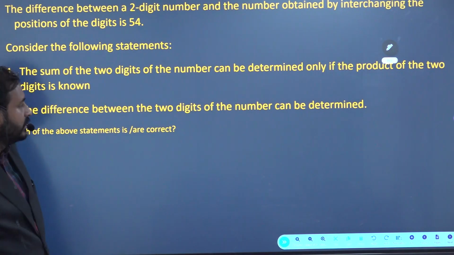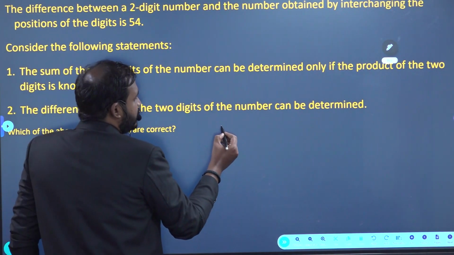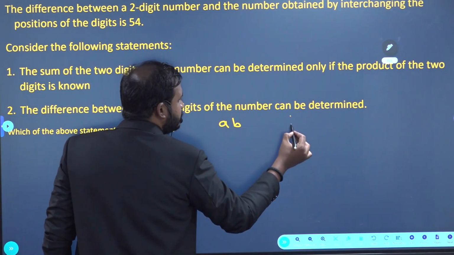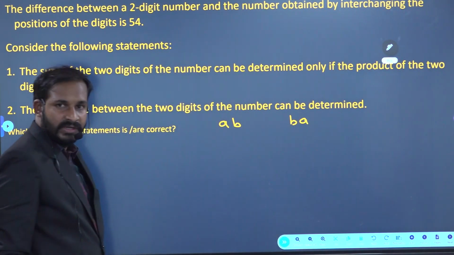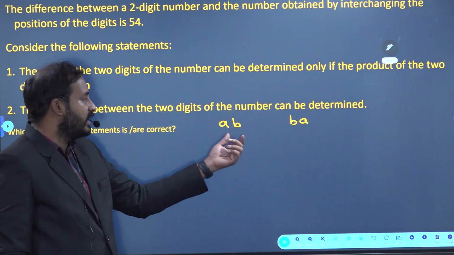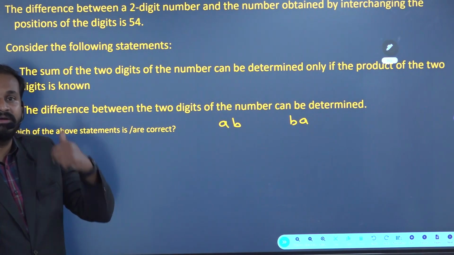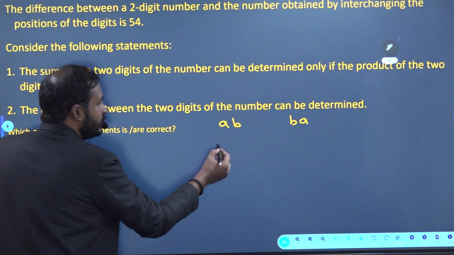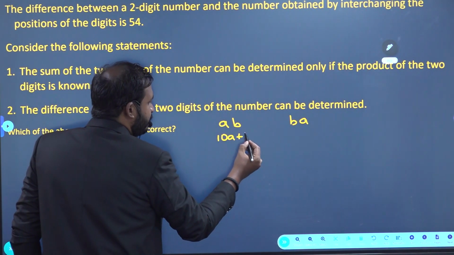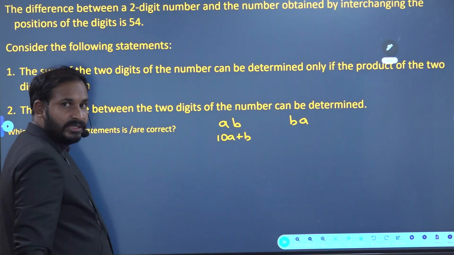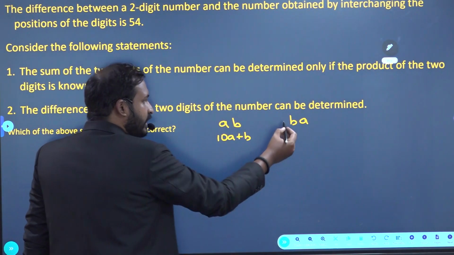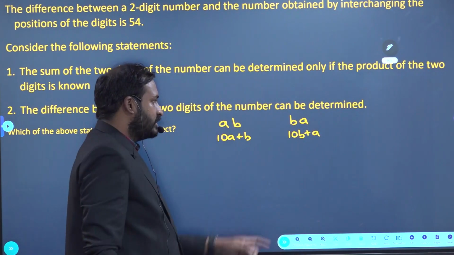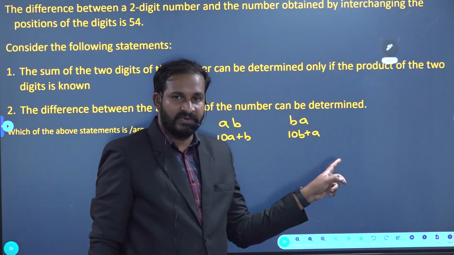is 54. Let us assume that the 2-digit number is AB. When you interchange it, what does it become? It becomes BA. While assuming, you can assume this, but as I already told you, while solving the problems you need to take this as 10A plus B, 10 into A plus B into 1. And similarly, you need to take BA as 10B plus A. Why? Because B is at the 10th place, A is at the 1st place.